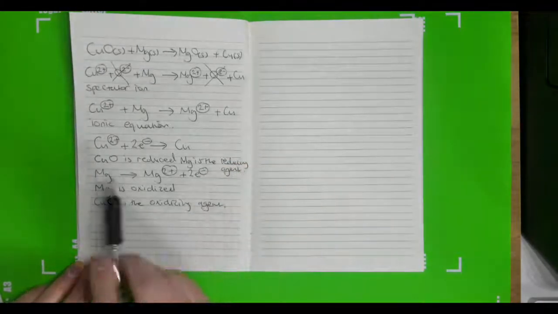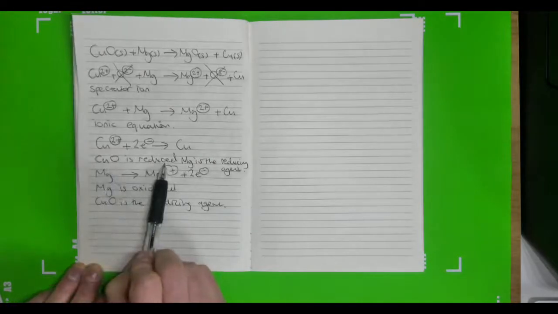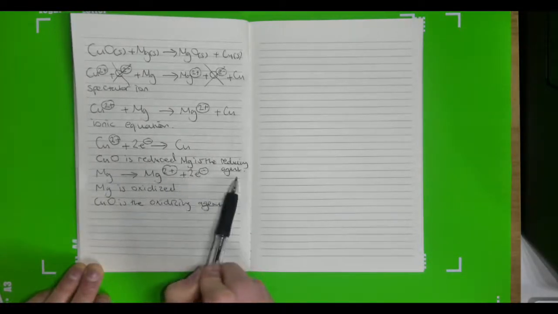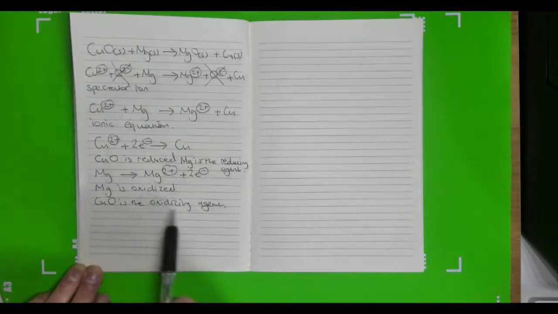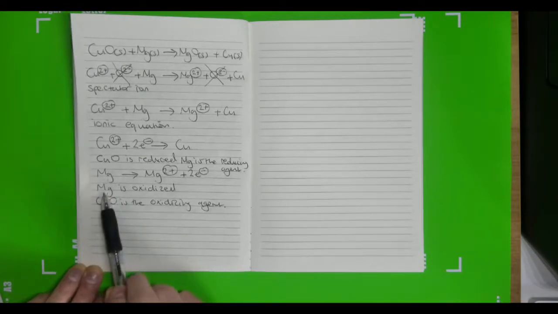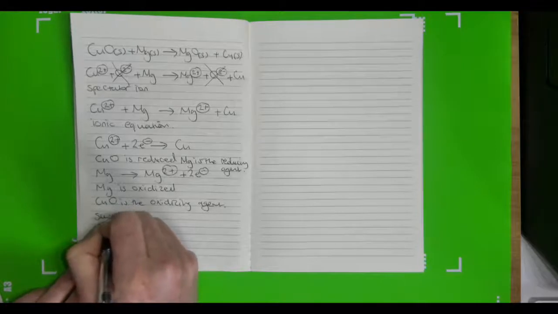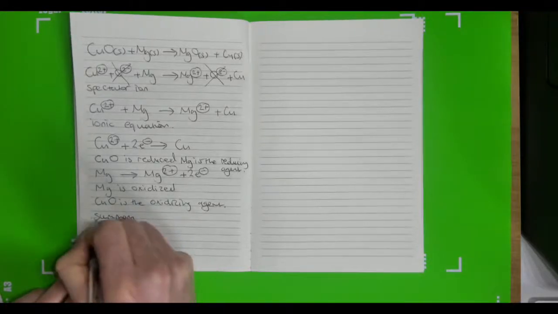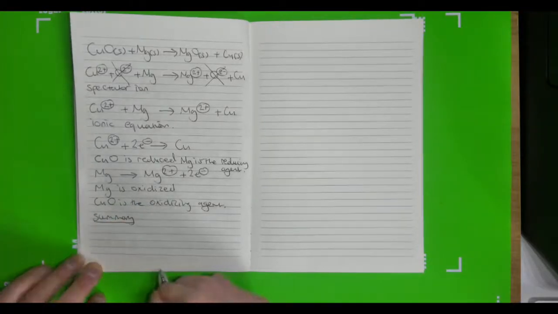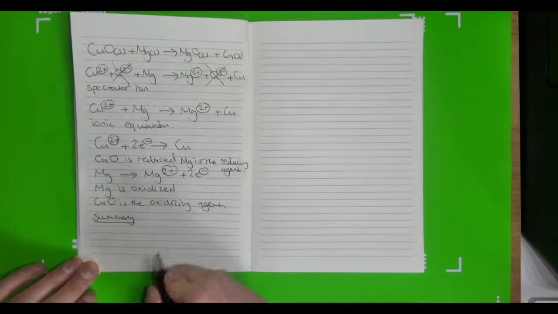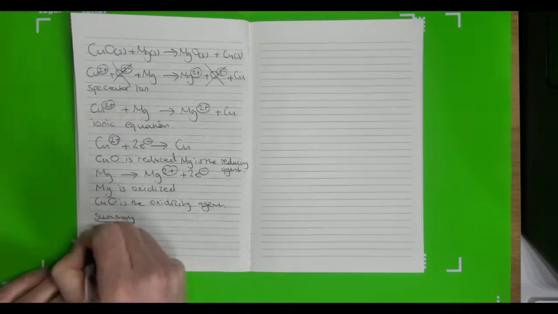Just to recap that, the CuO is reduced, the Mg is the reducing agent, the CuO is the oxidizing agent, and the Mg is oxidized. So in summary, we can write down a rule, and the rule is that the oxidizing agent gets reduced and the reducing agent gets oxidized.